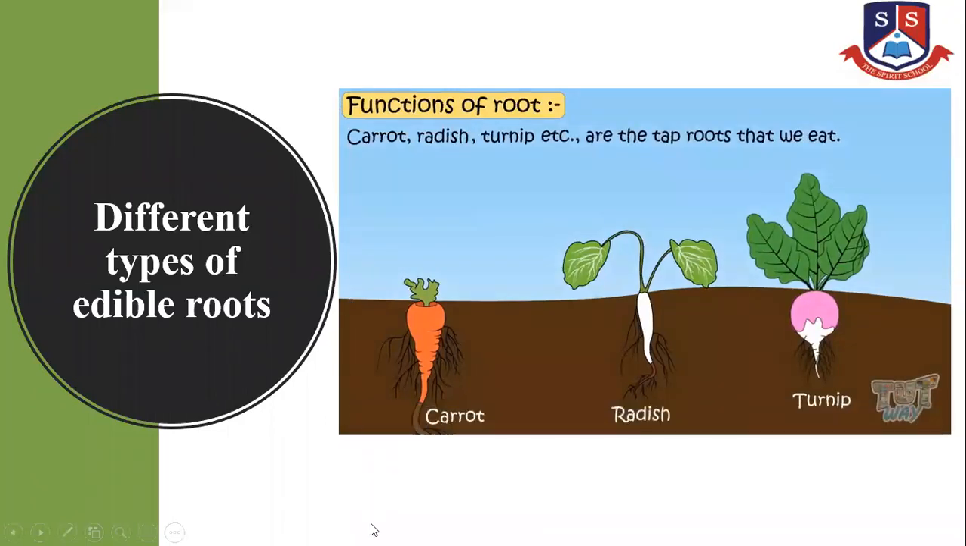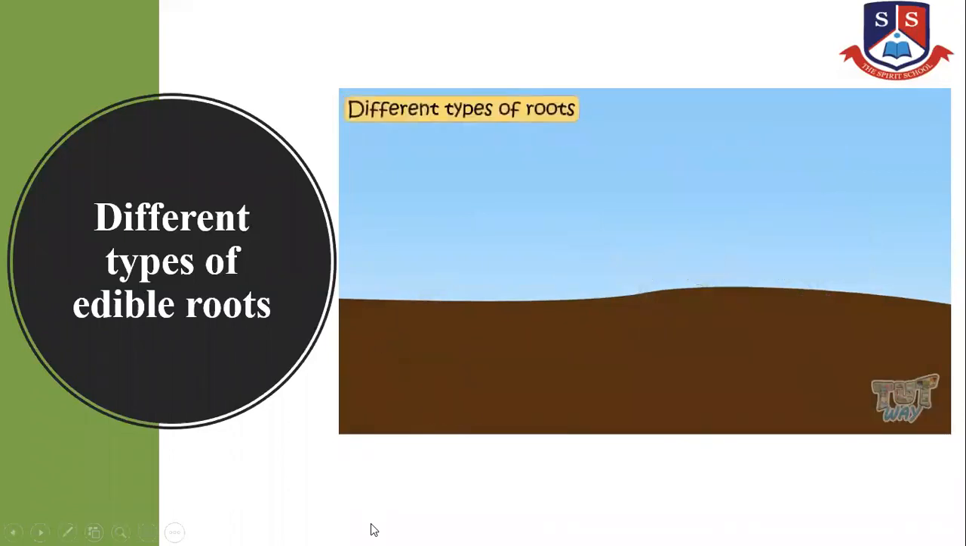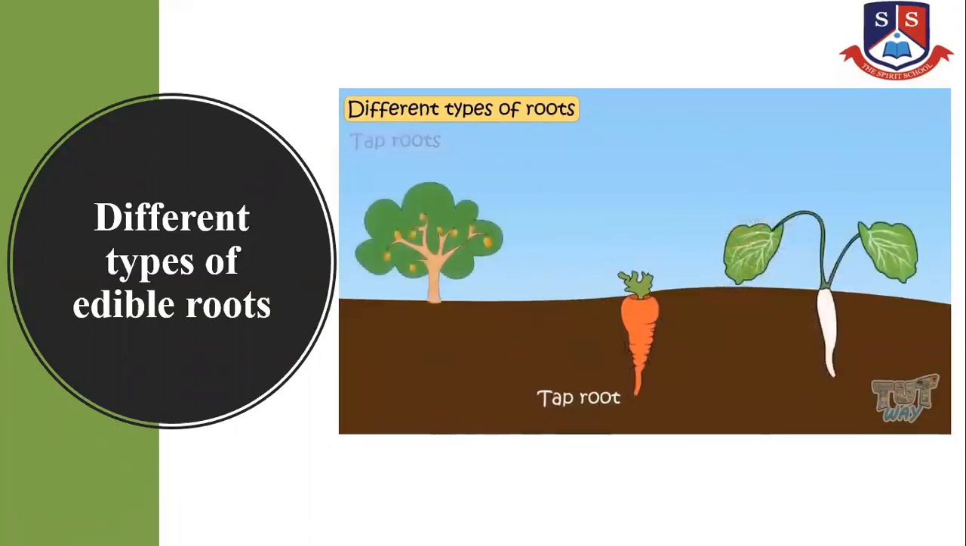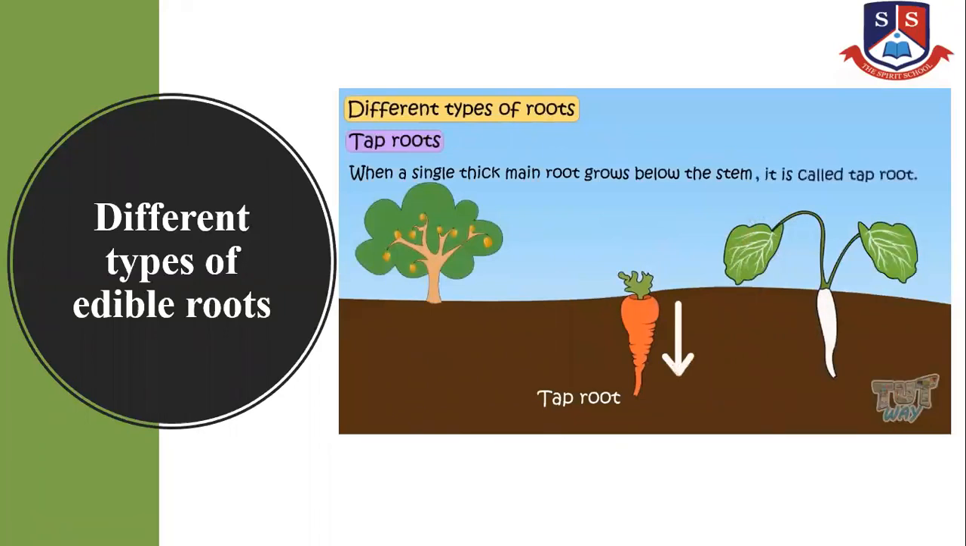Now let's see different types of roots. There are mainly two kinds of roots, tap roots and fibrous roots. When a single thick main root grows below the stem, it is called taproot. Many thin roots, which are unequal in size, grow from this main root.